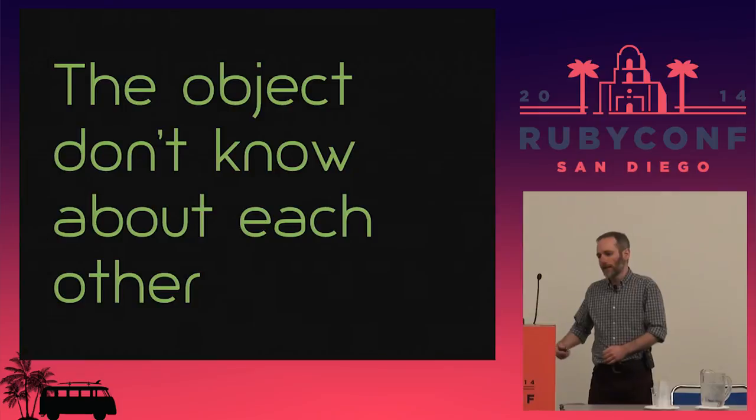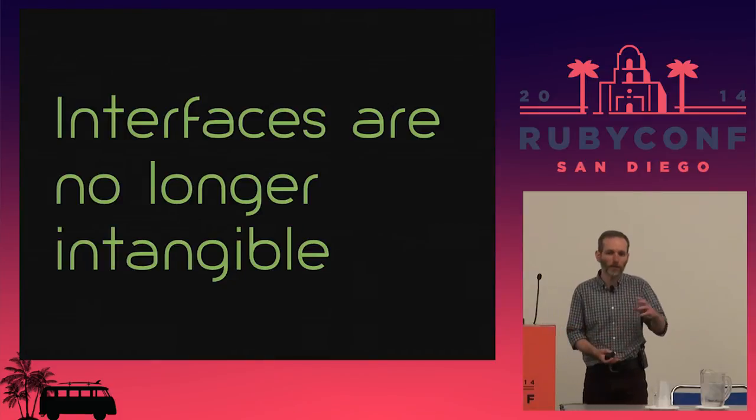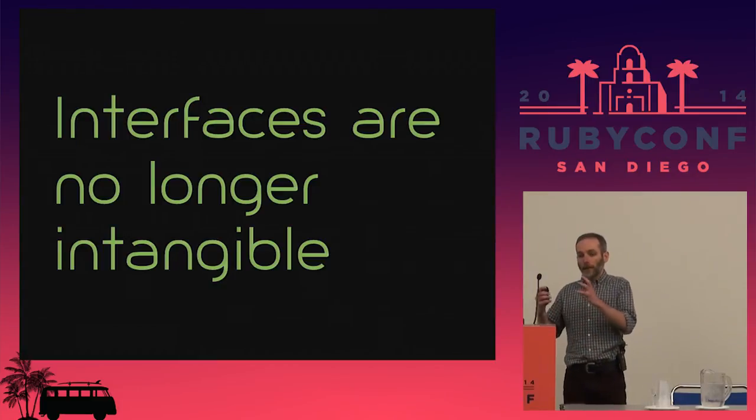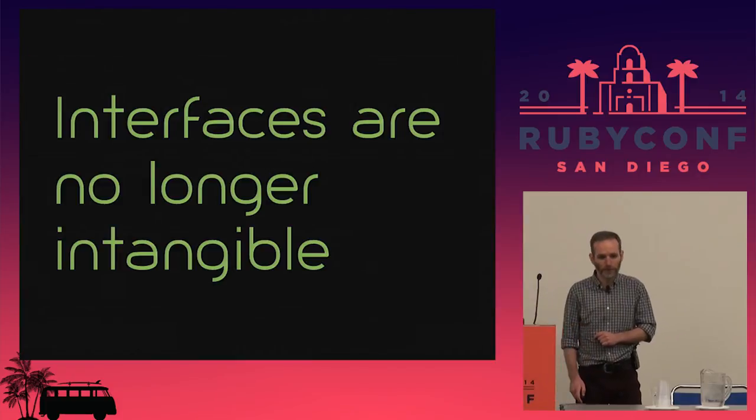And then I also thought, well, interfaces are tangible again. I can look at my code and I can think, hey, I can look and see a list of messages that are going from one object to another. And this is quite nice. I quite like this. So I want to start over, and I want to bear this in mind, and I want to look at how this changed the way I wrote code.